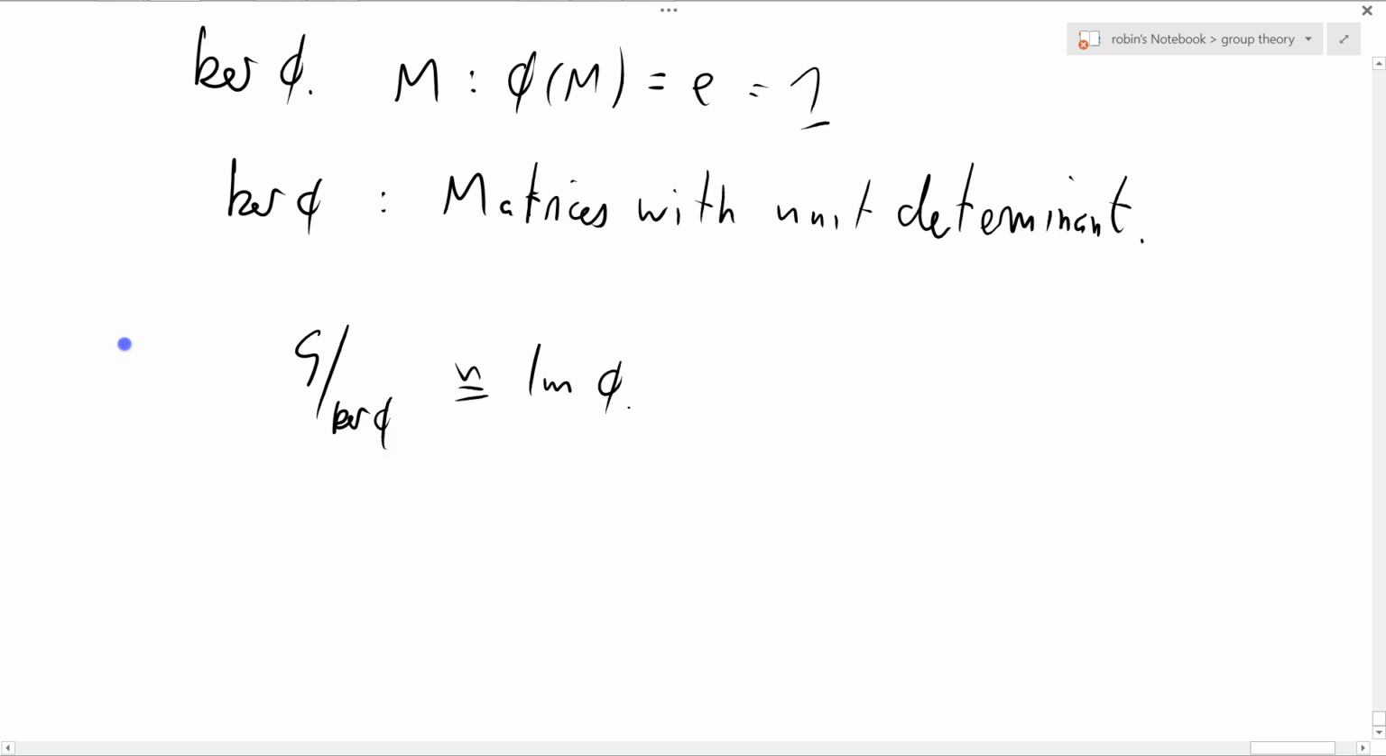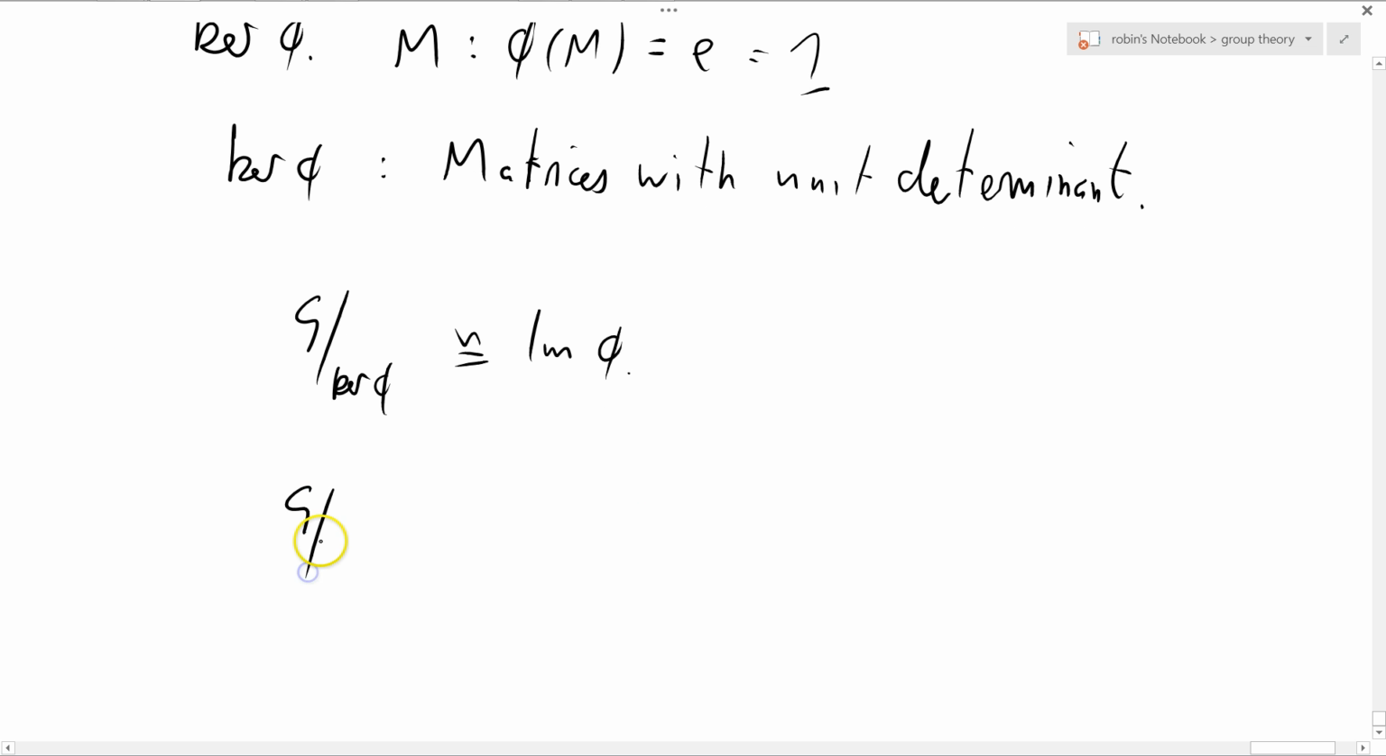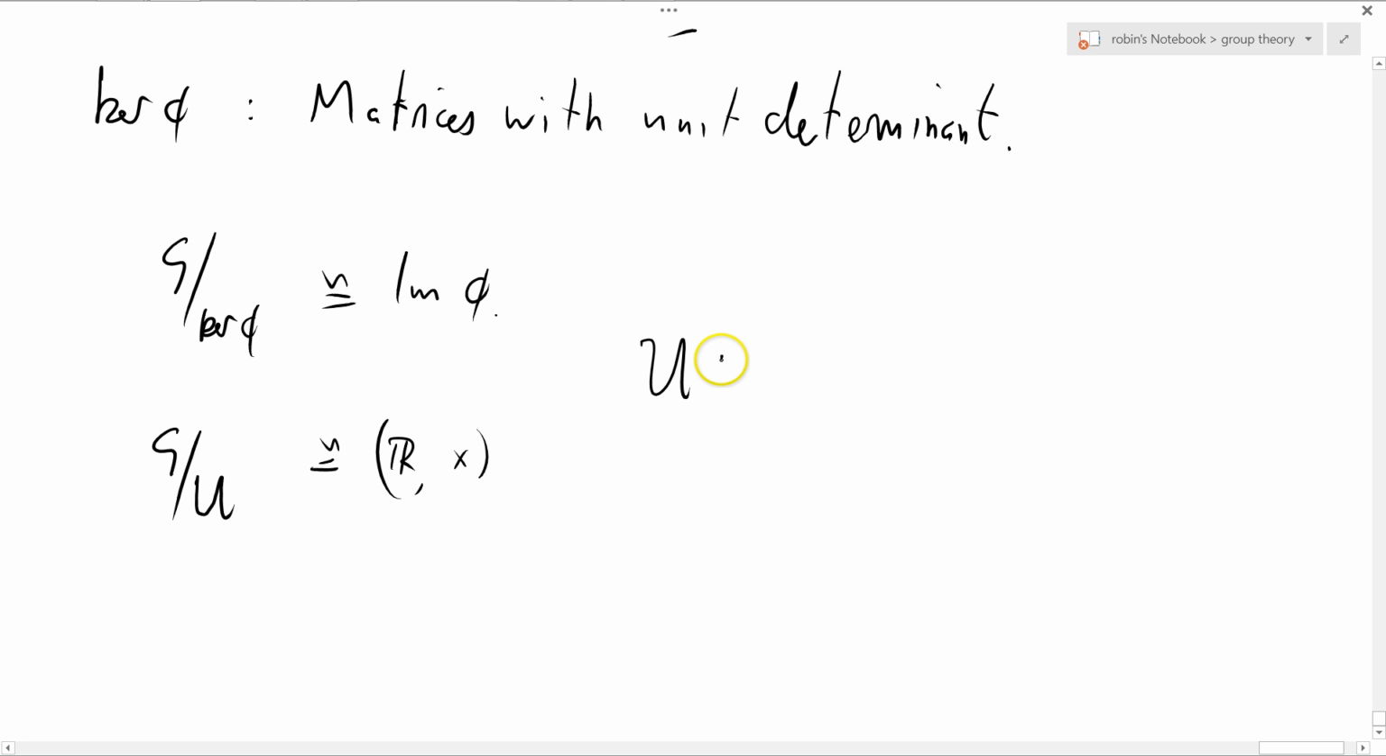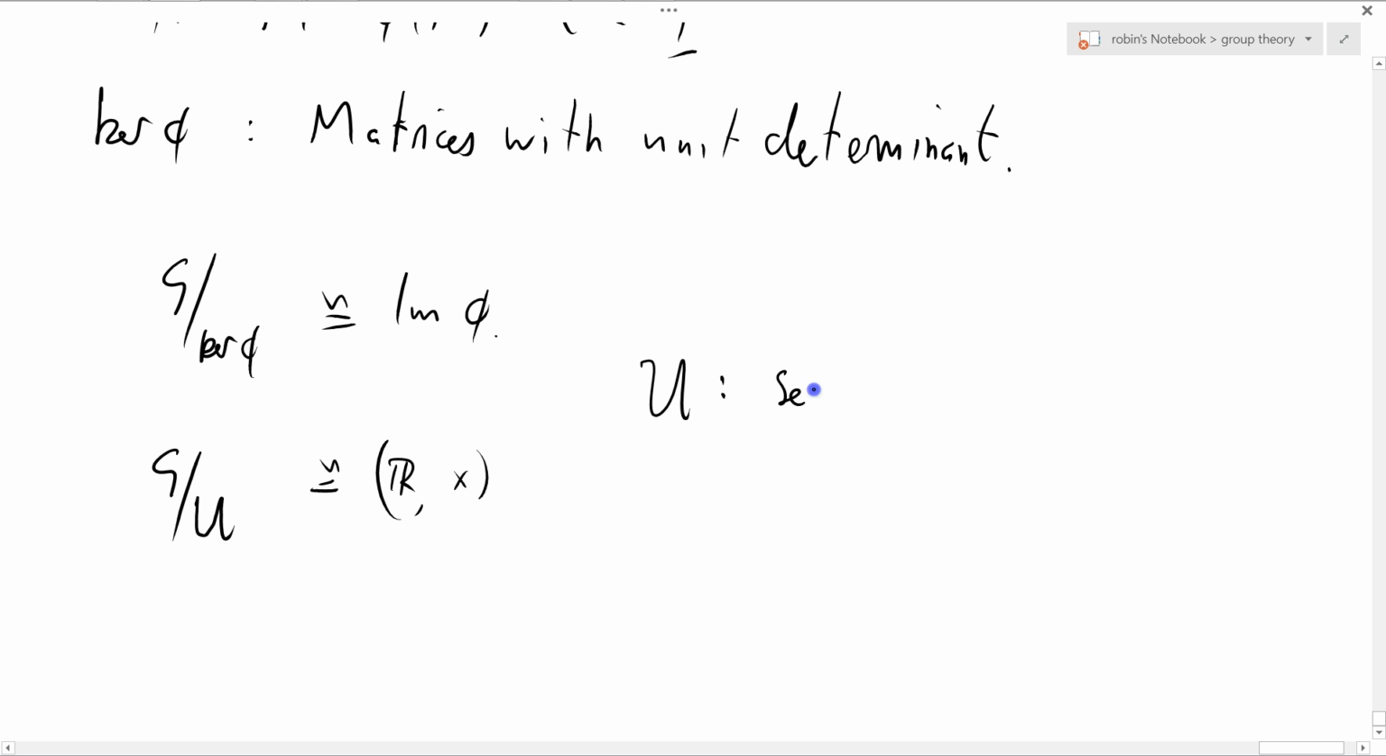Okay, so the first isomorphism theorem says that G over ker phi is isomorphic to im phi. So that tells me that G slash, what shall I call it? I'll call it U, is isomorphic to the real numbers under multiplication, where U is the set of all real matrices with unit determinant.